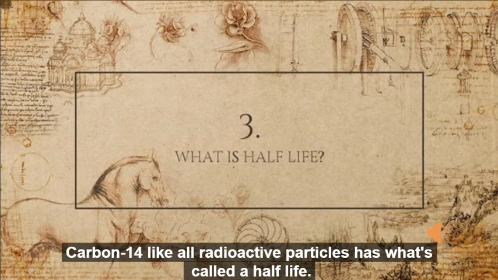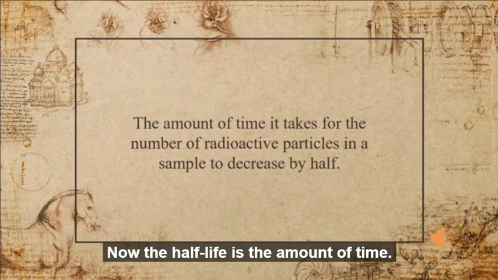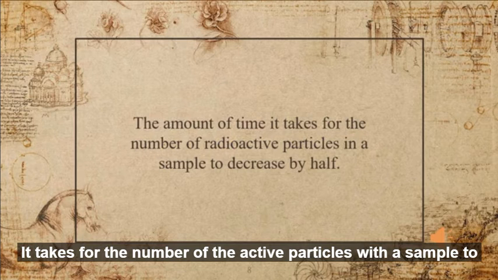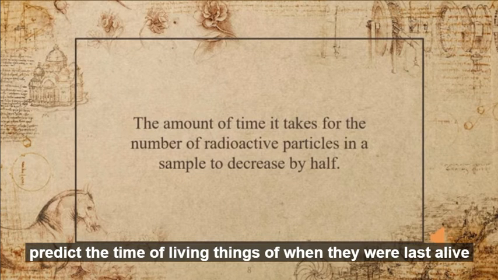Carbon-14, like all radioactive particles, has what's called a half-life. Now, the half-life is the amount of time it takes for the number of radioactive particles in a sample to decrease by half. From this, it allows us to easily calculate and predict the time of living things of when they were last alive.